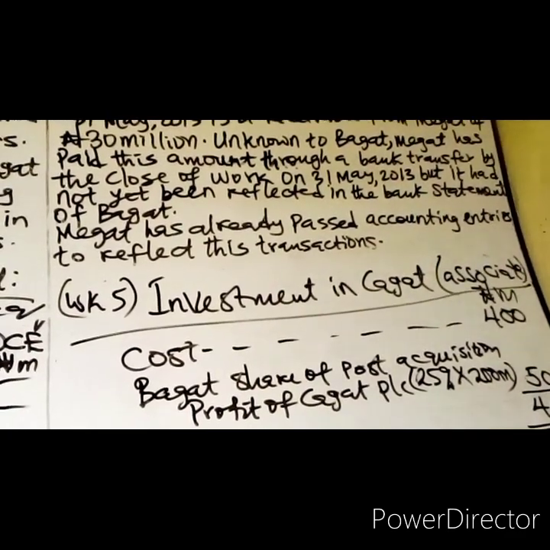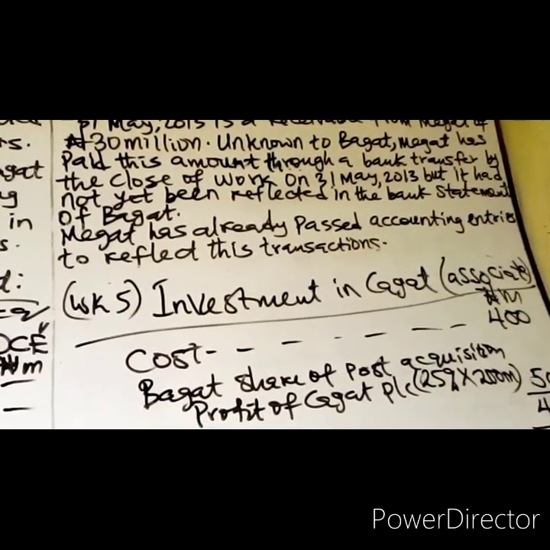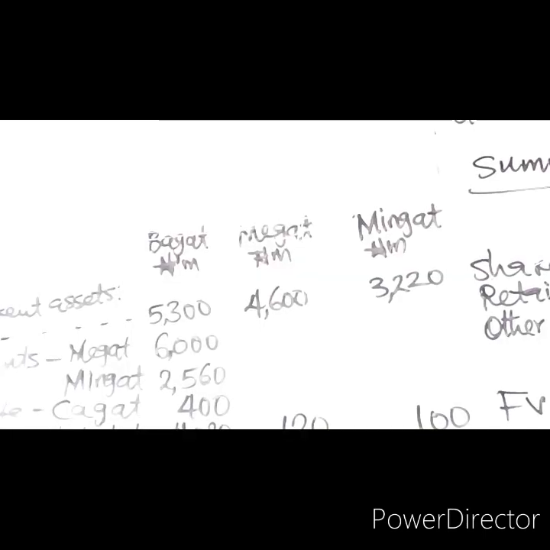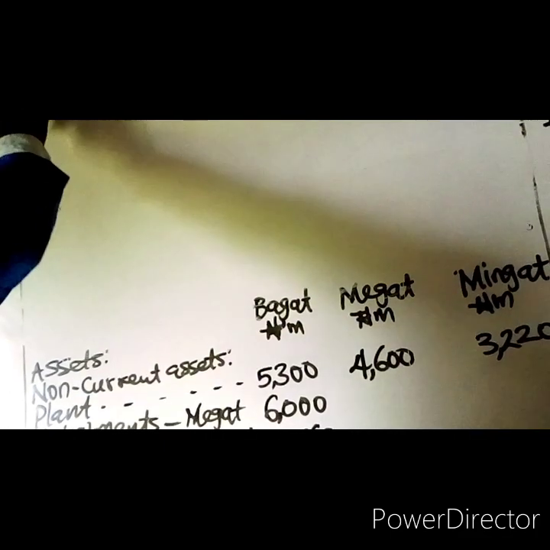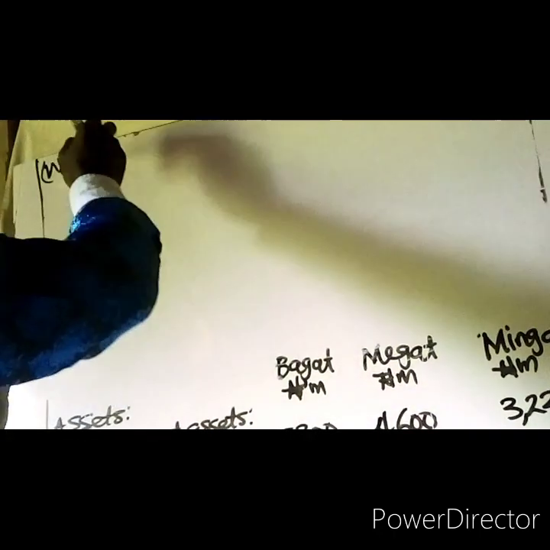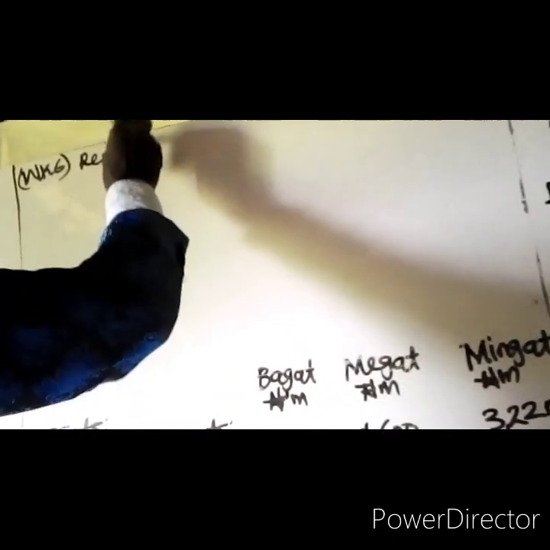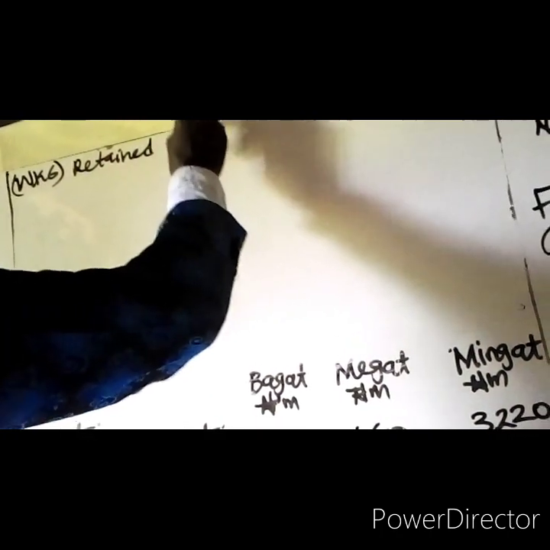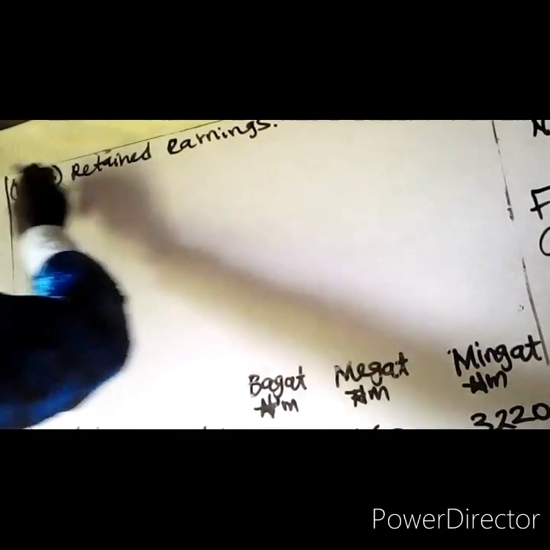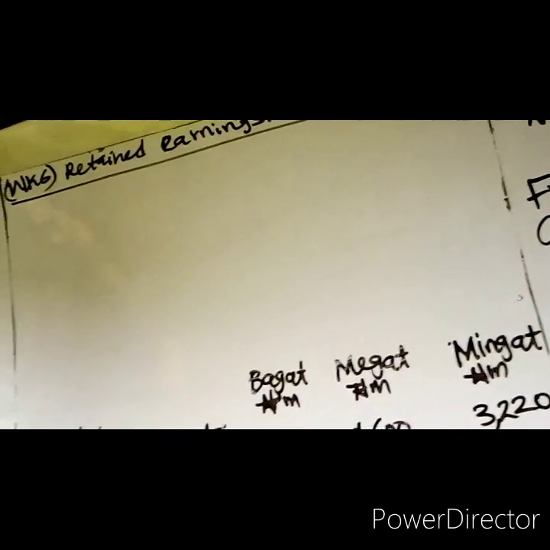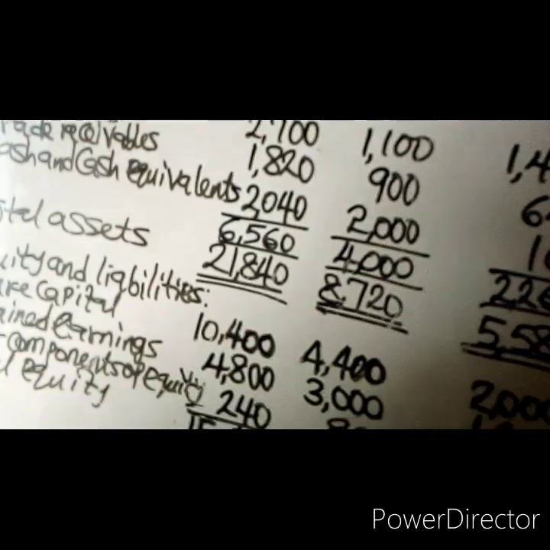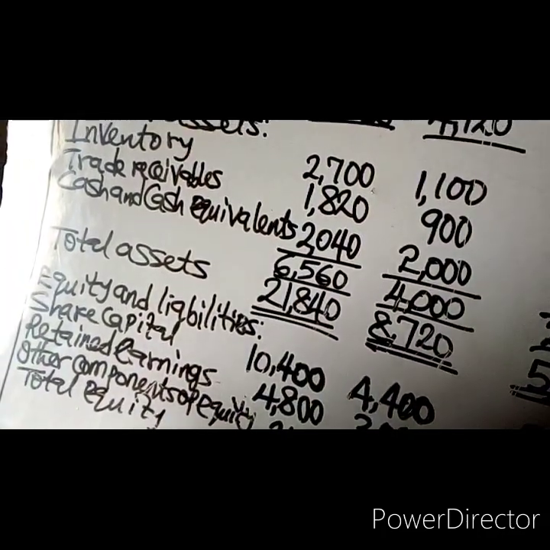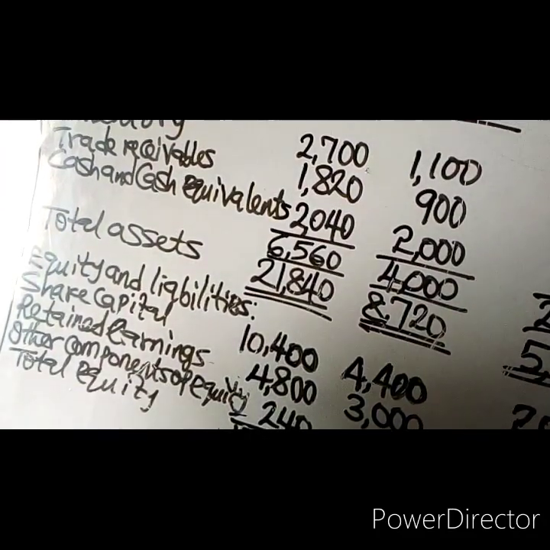The next thing is the retained earnings that will appear in the consolidated statement of financial position. Working 6, we have retained earnings. You start with the parent retained earnings as per statement of financial position. That is the retained earnings of Bagat as per statement of financial position, which is 4,800.